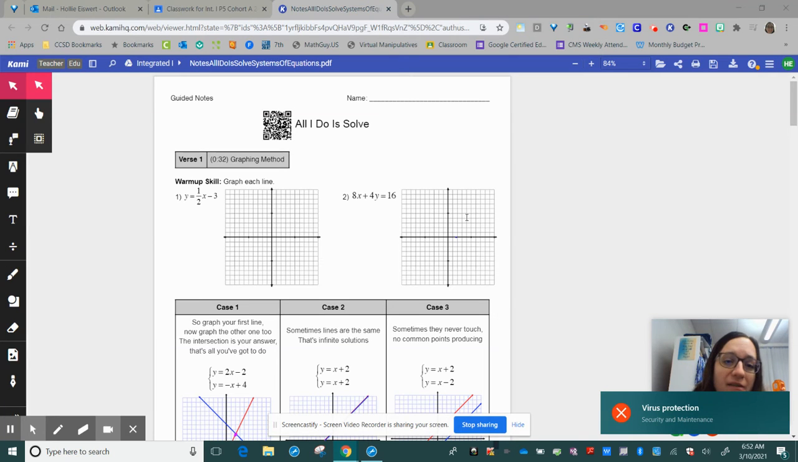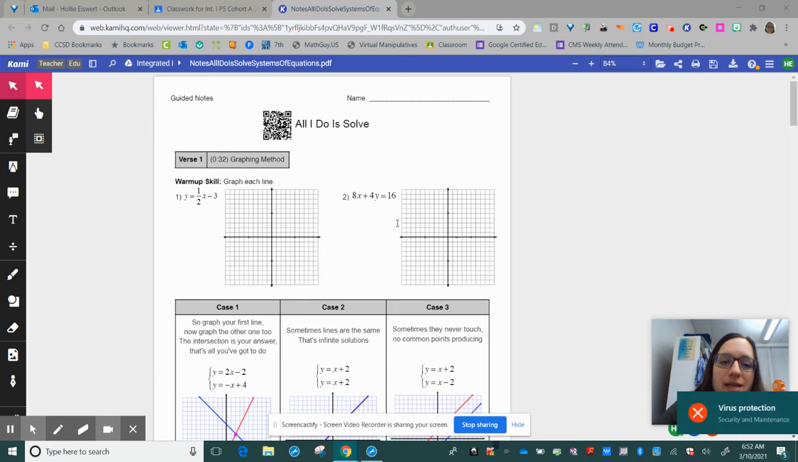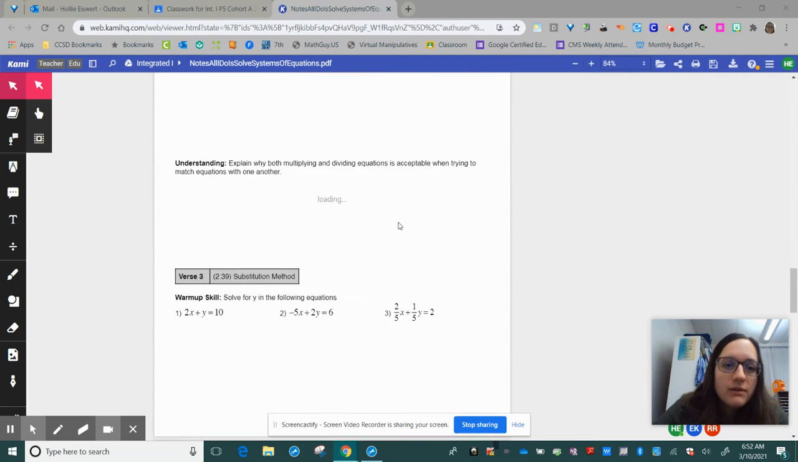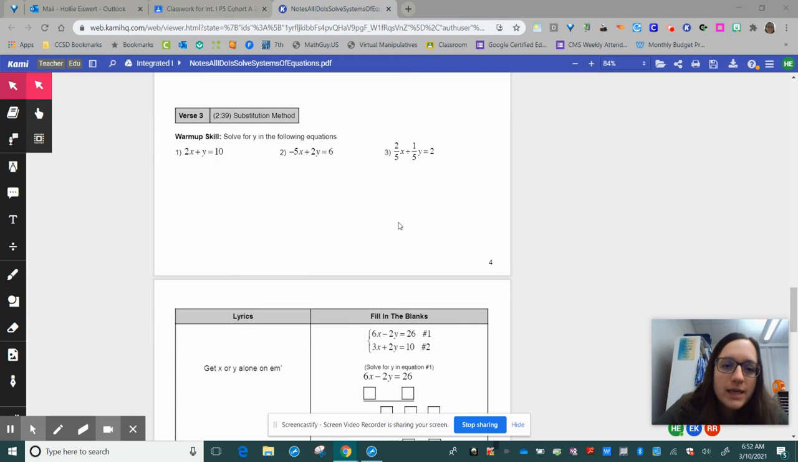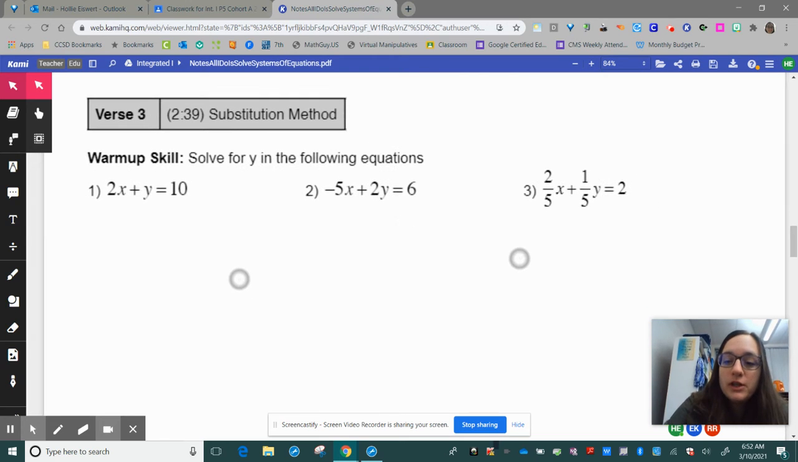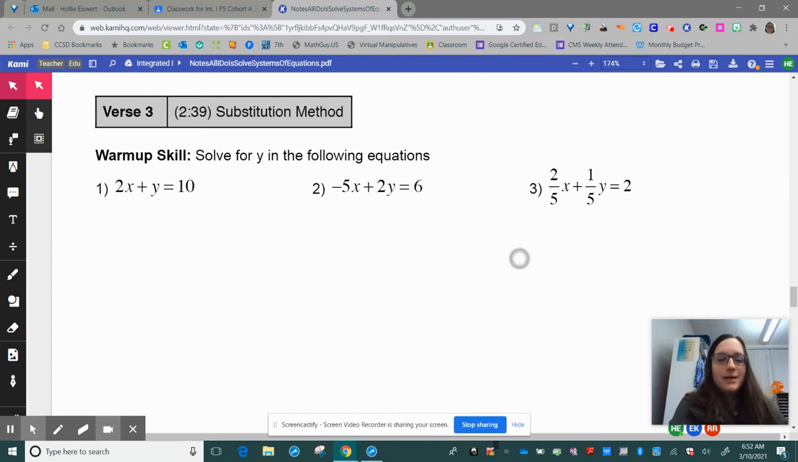Good morning, afternoon. We're still going to work on these notes, but we're going to skip ahead to the third method of solving. So you're going to skip all the way down to this one, verse 3. Substitution method is where we're going to start today. We'll finish up that middle section on Friday.